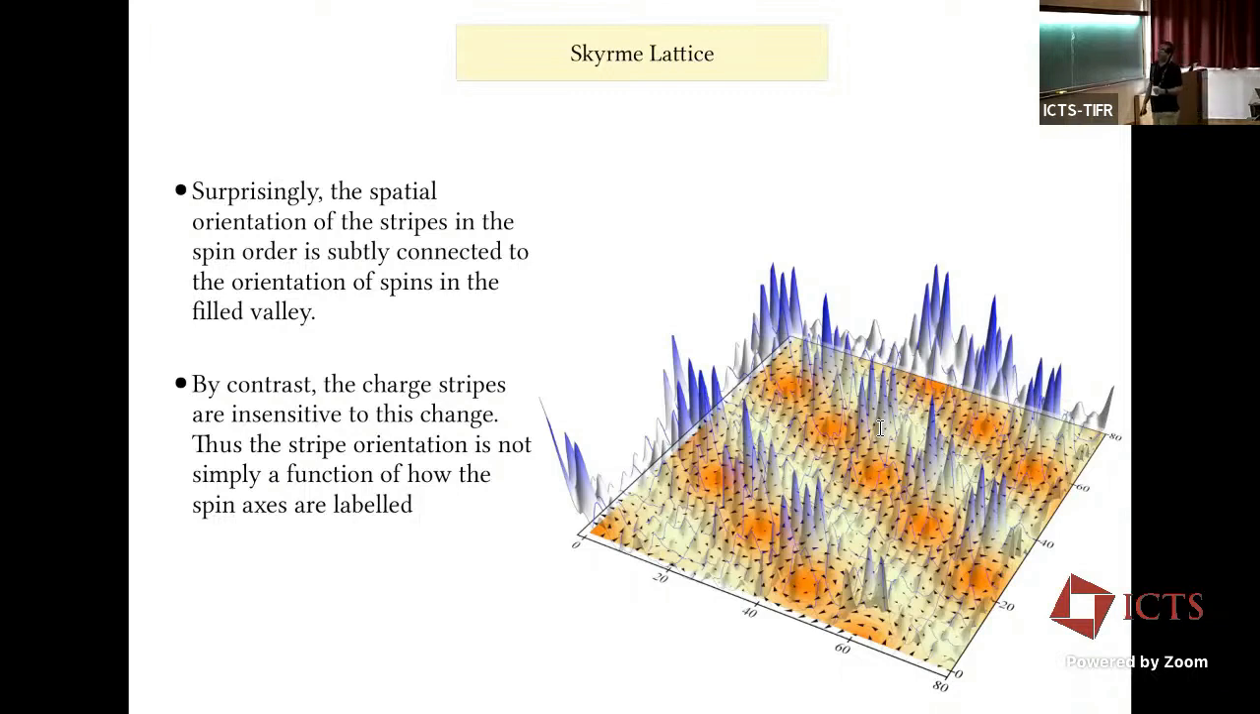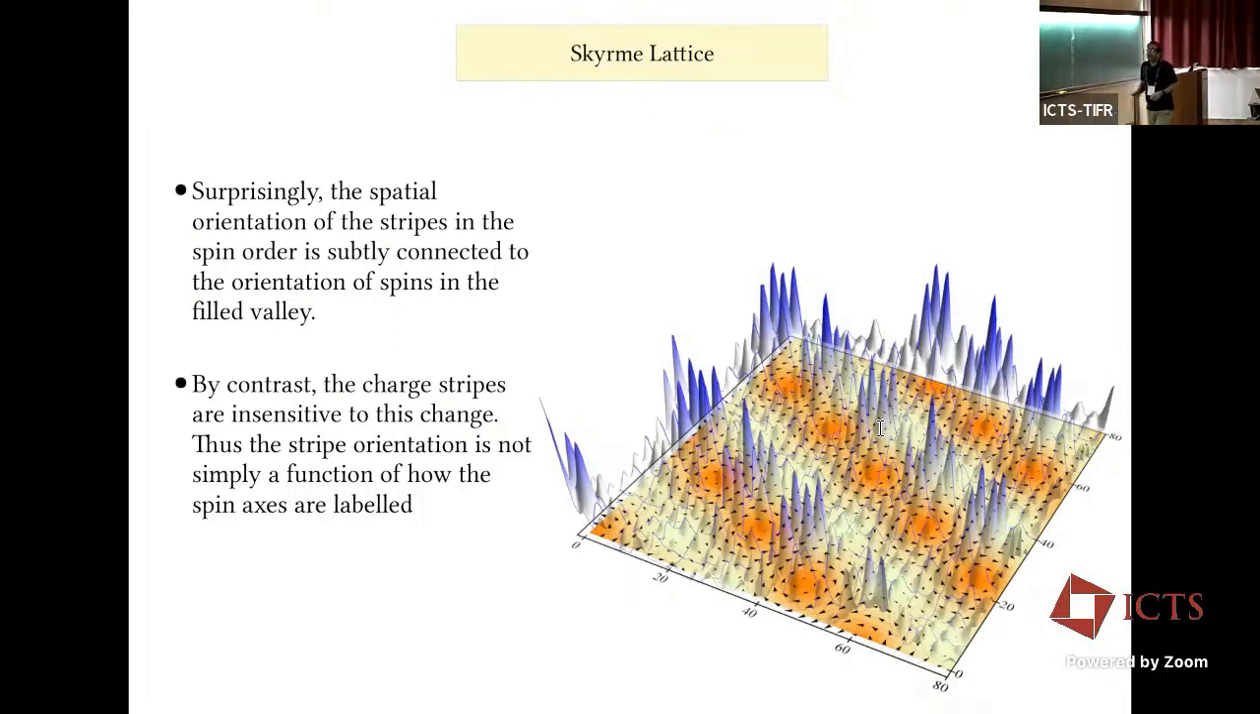Now, interestingly, there is another ingredient in this. One of the valleys remains spin polarized. So even though from the numerics it looks like the spin orientation is independent of its axis, because the other valley is polarized, that is going to affect the spin polarization of this valley. So even though it looks like the spin orientation is independent of the axis, it is going to be determined by the spin polarization of the other valley.